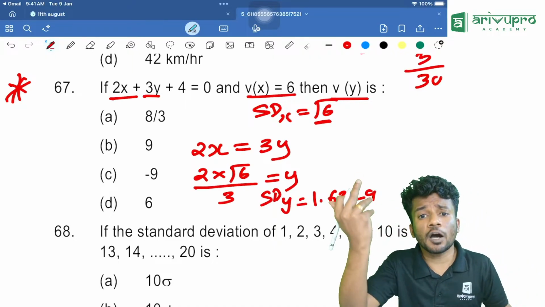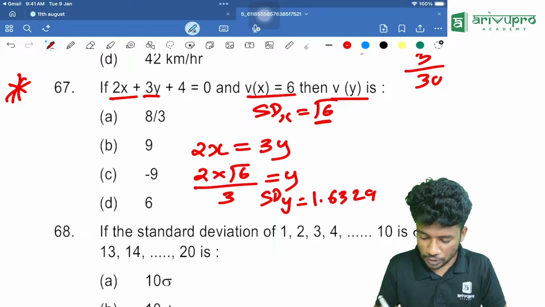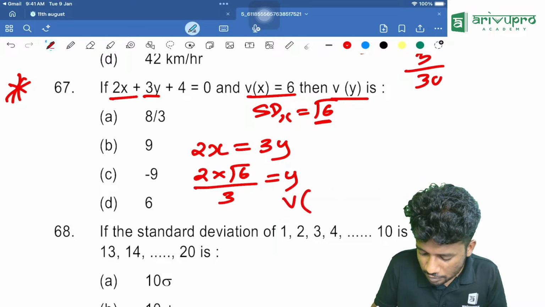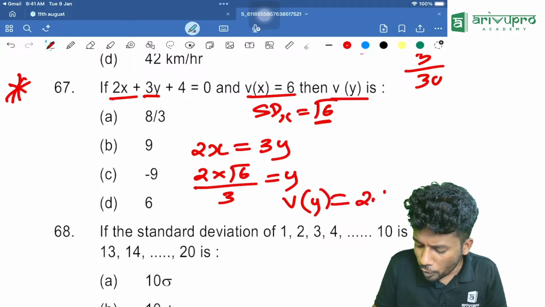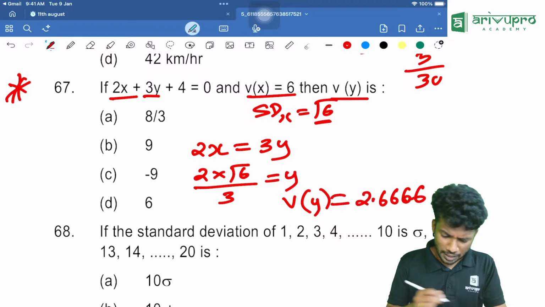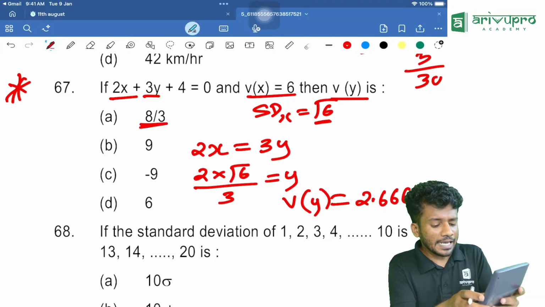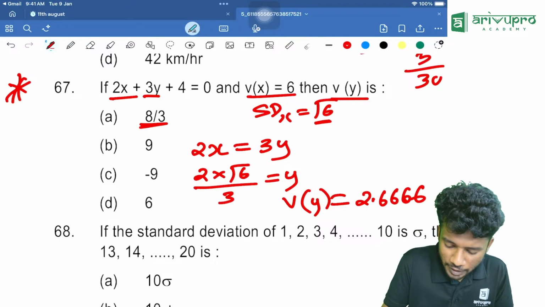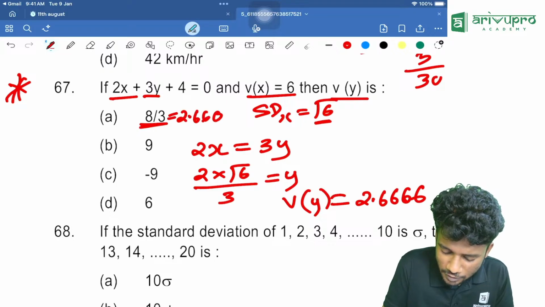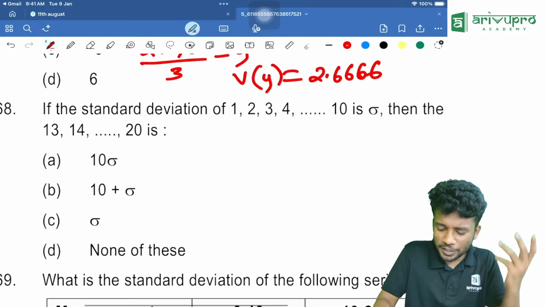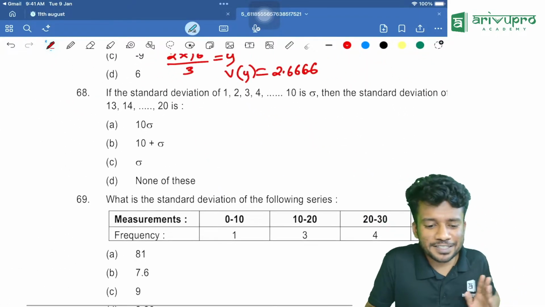Then from that, how will you find variance? Click into equal to. You will get the variance of y is equal to what? 2.6666. And now we need to check which option is giving 2.666. Try option A. 8 divided by 3 is how much? 2.6666. So option A is your answer. If you don't know LCM or how to take square and all, just go with this method, the easiest method.